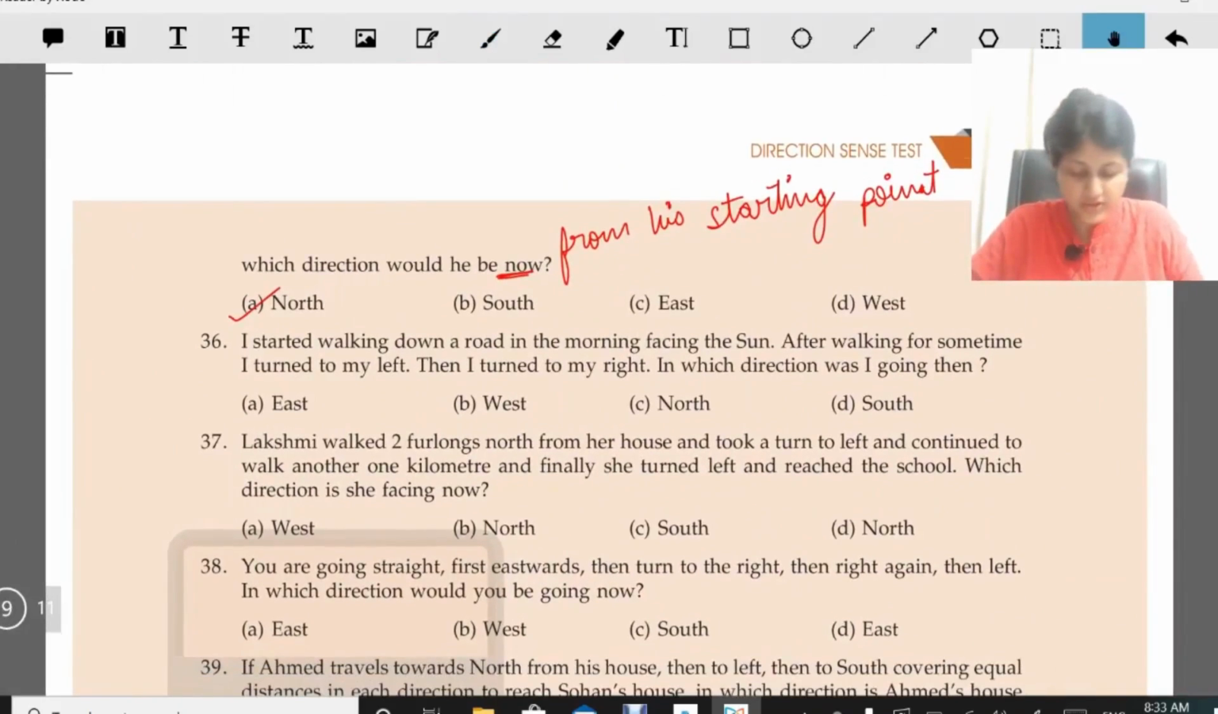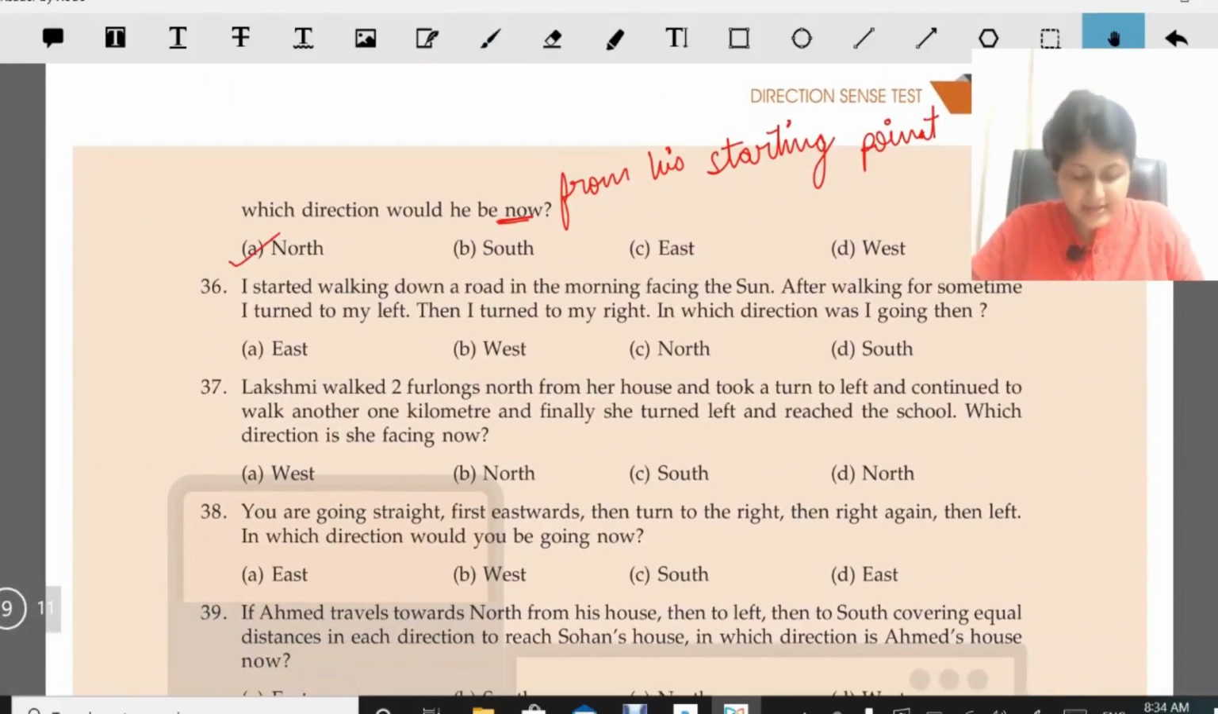Okay. Question 36. I started walking down a road in the morning facing the sun. So that means I am walking towards the east. After walking for some time, I turned to my left. Then I turned to my right. In which direction was I going then? Now you are going in which direction? You are going in the east direction.